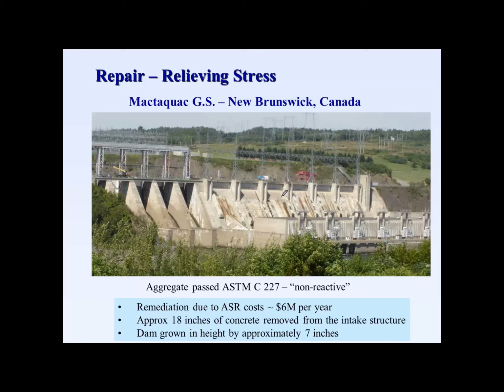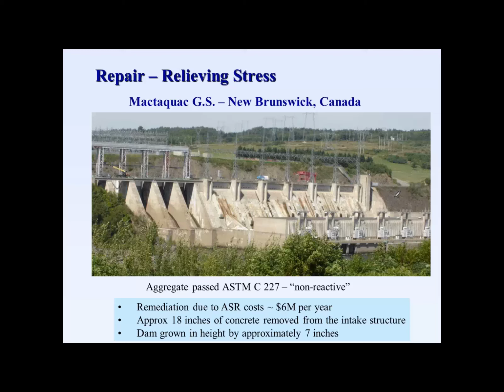I'll use the case here of a dam, but then I'll also segue into some pavement applications. Here's the infamous Mactaquac Dam in New Brunswick. This dam has been suffering ASR for quite a few years, to the tune of about $6 million per year to keep it up and running. The dam has grown about 7 inches vertically during its lifetime. But one of the issues, and Mike Thomas described this earlier, is that this dam actually has integral turbines inside of it. What ends up happening here is the concrete can easily expand vertically, but it can't expand in the horizontal direction because the sides of the dam are confining it.